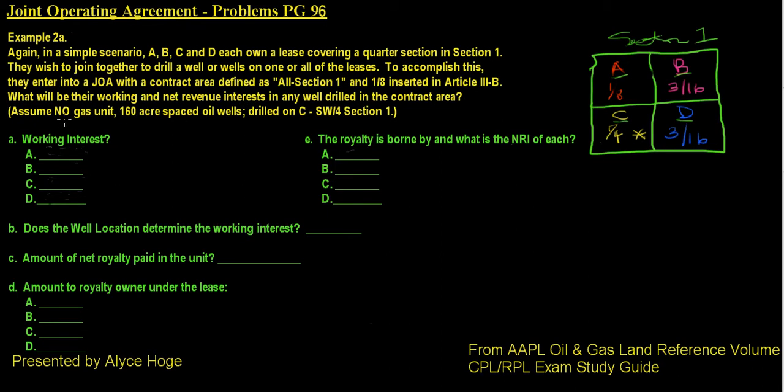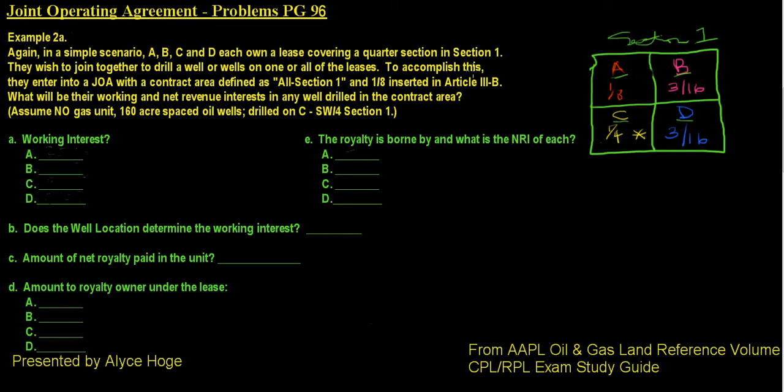Now we're going to assume there's no gas unit. Before we had a 640-acre gas unit. Now it's only a 160-acre spaced oil well drilled on C, that is the southwest quarter of Section 1. So a couple of facts I want to point out to you. First of all, we're talking about this Article 3B. And the whole purpose of this particular example in the AAPL guide is to show you the impact of what fraction you put in that blank in Article 3B.